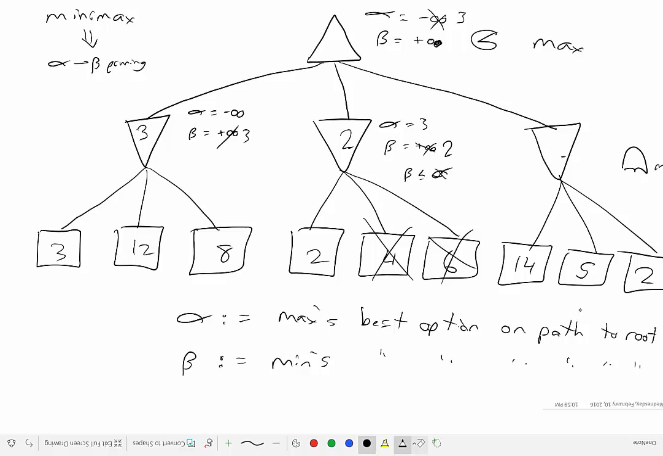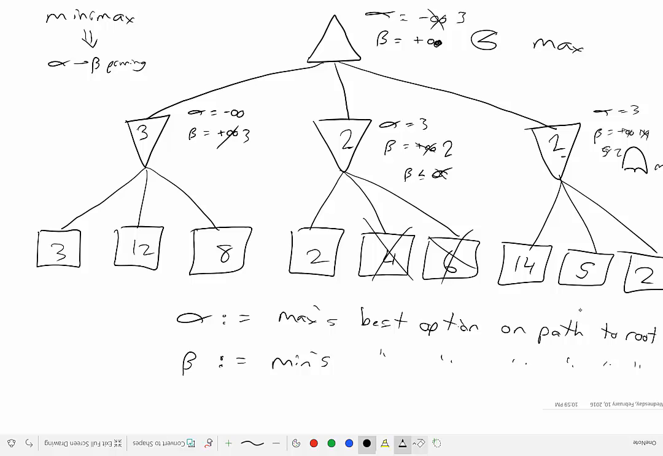So what's better for alpha, 2 or 3? Well, 3 is better, so we leave it. And now we pass these values down to the right. So we get alpha equals 3, beta equals plus infinity. What's better for beta, 14 or plus infinity? 14 is better. What's better for beta, 5 or 14? 5 is better. And now what's better for beta, 2 or 5? 2 is better. And there are no more nodes to look at, so we didn't actually get any help here.